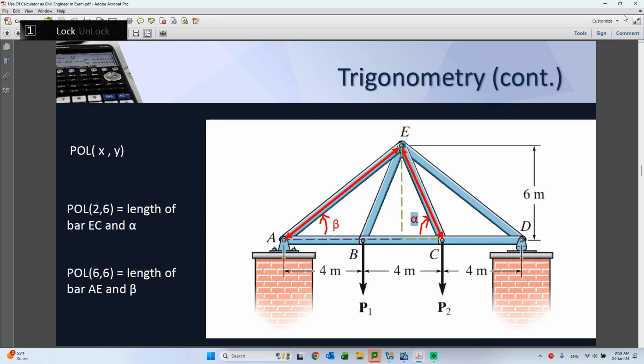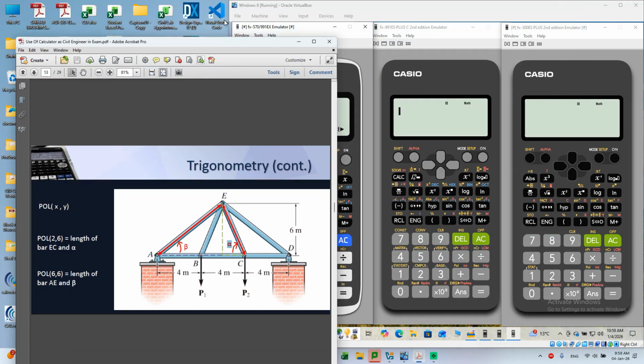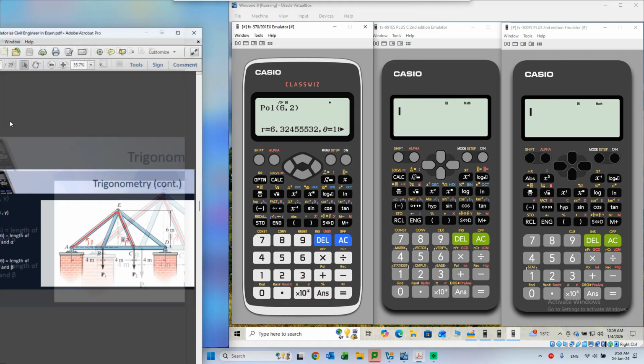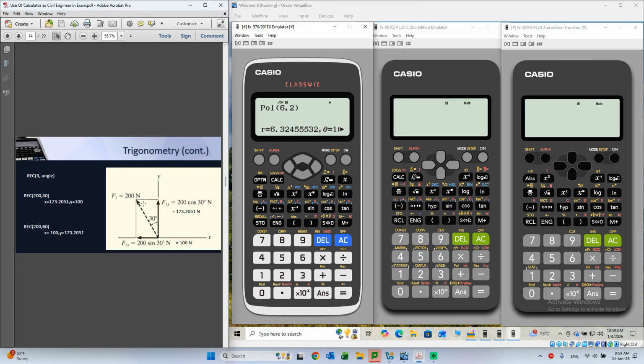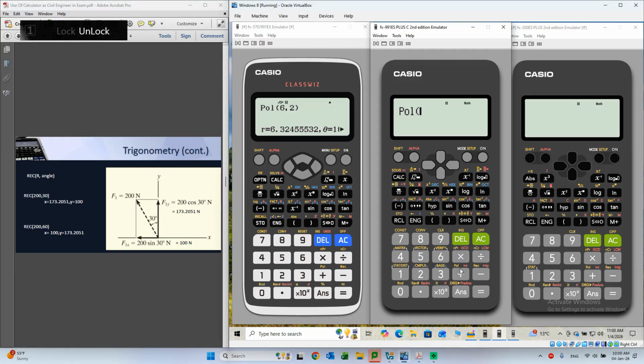In this case, this is the angle I wanted from the short side, so I write the 2 first, so that I'm getting this alpha. But if I want the angle here, I'm writing this 6 first, because from there toward the hypotenuse I want this angle, so I write the 6, then 2, it gives the angle there. This is called pole, which we can use to calculate the angle.